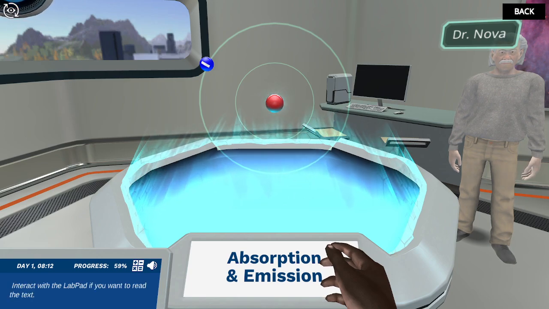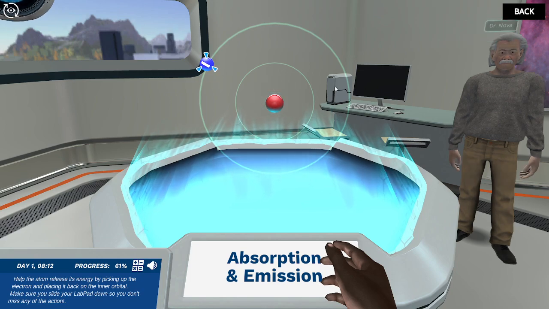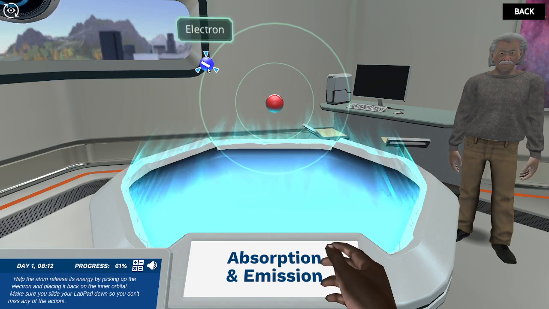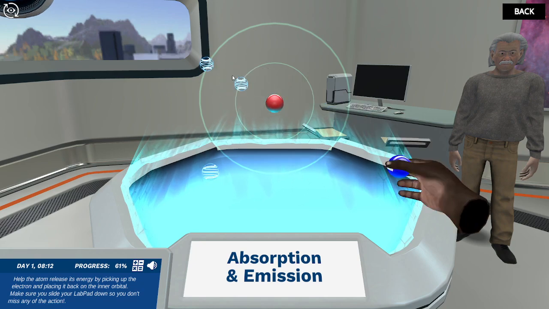That is clever. When the electron absorbs energy from the photons, it jumps to a higher orbital and becomes excited. The energy levels of different atoms are all different, so each element absorbs a distinct set of photons of different energies and wavelengths. Now, can you figure out how the atom releases all that energy it has just absorbed? Help the atom release its energy by picking up the electron and placing it back on the inner orbital. Make sure you slide your lab pad down so you don't miss any of the action.